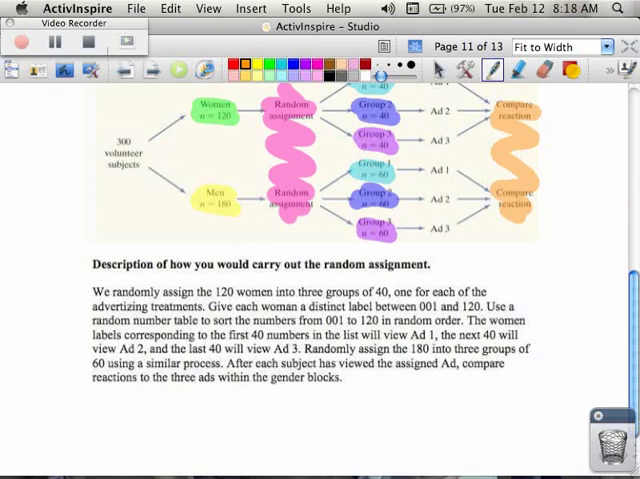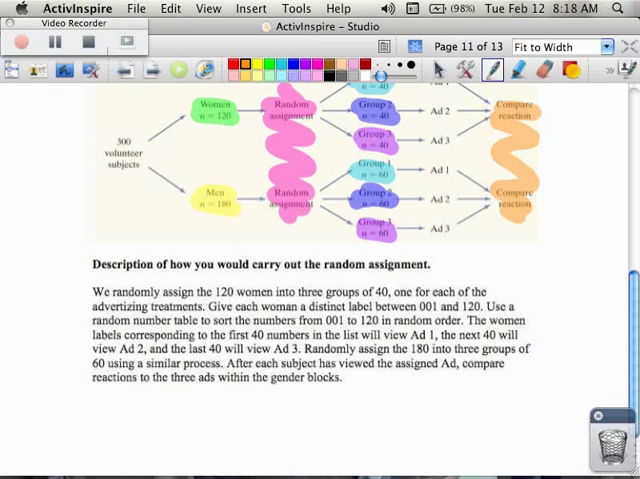It says, describe it. So this is what we talked about yesterday, where not only are you going to draw this diagram to show the reader what's going on, but you're also going to tell them in words. So basically this next paragraph is just about what you did. So we randomized the 120 women into 3 groups of 40, 1 for each of the advertising treatments. We're going to give each woman a distinct label between 001 and 120, because you need 3 digits since there's more than 100. And we're going to use a random number table to sort these numbers.